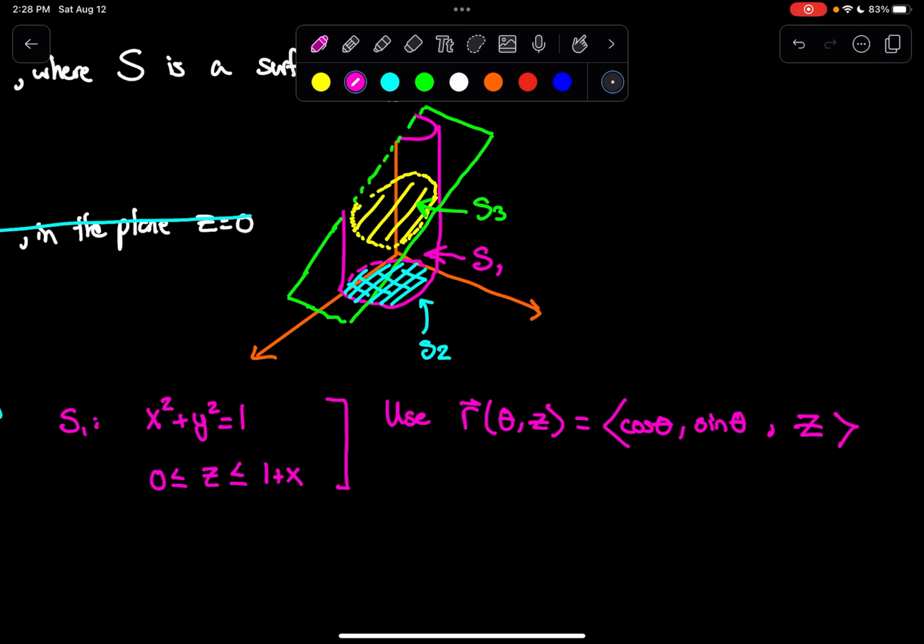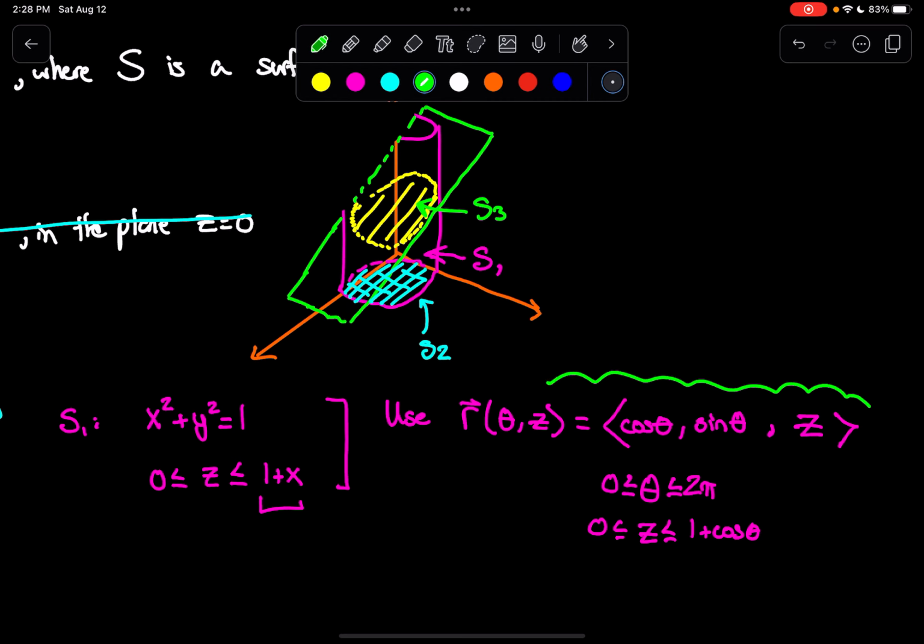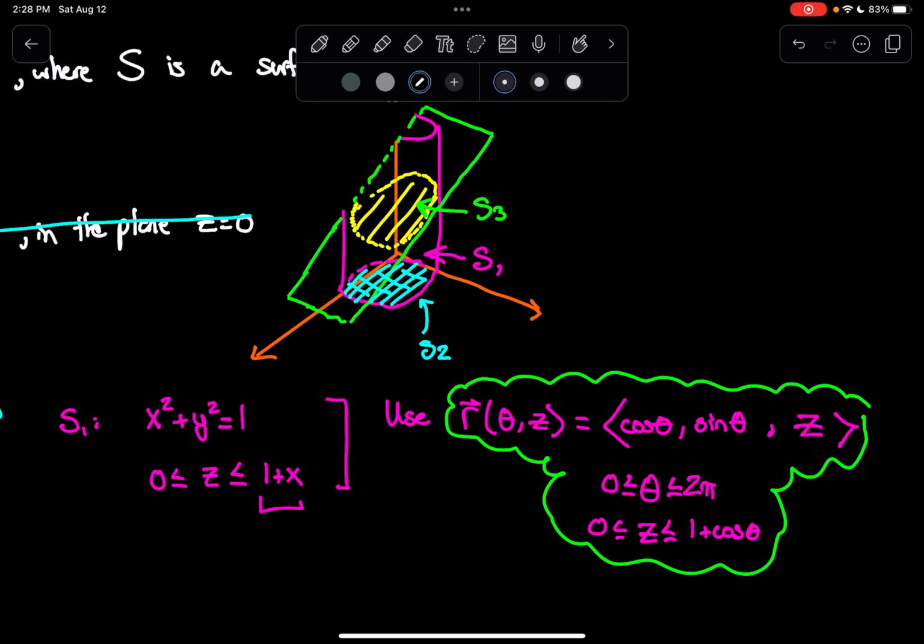And we impose the restrictions that theta goes from 0 to 2 pi. And we impose the restriction that z goes from 0 to, well, it was 1 plus x, but we replaced x with cosine theta. And so this right here, in its entirety, parameterizes the wall of the surface of this cylinder. So it's covering the wall of the surface of this thing. I don't know how to do it except for highlighting it a little bit, but we're just talking about the wall of S1. That is what we're handling right here.